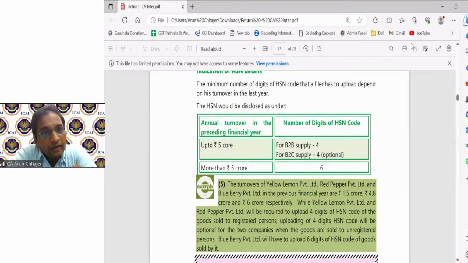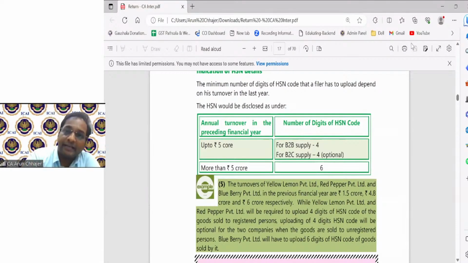Now what is the mandatory requirement to report the HSN? If your aggregate turnover is up to 5 crore, then in case of B2C, it is optional. In case of B2B, you have to report 4 digit. If your aggregate turnover exceeds 5 crore, then 6 digit for B2B or B2C both.